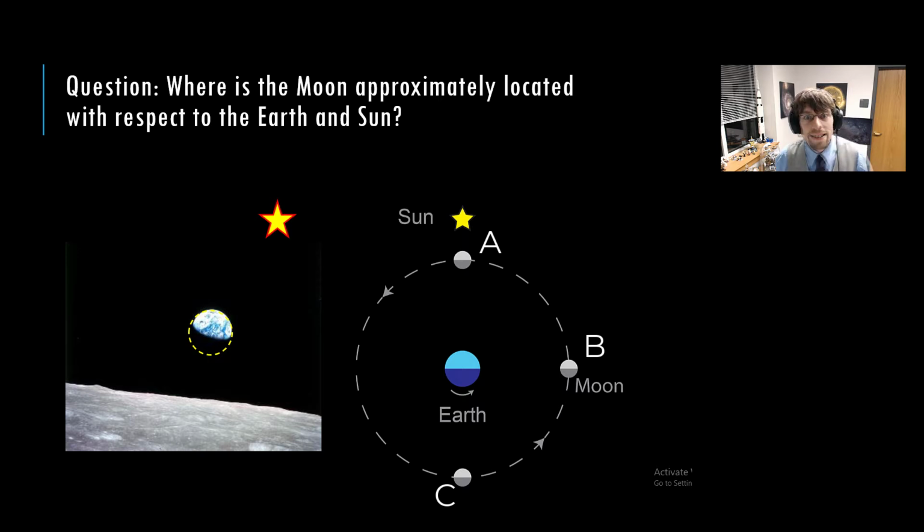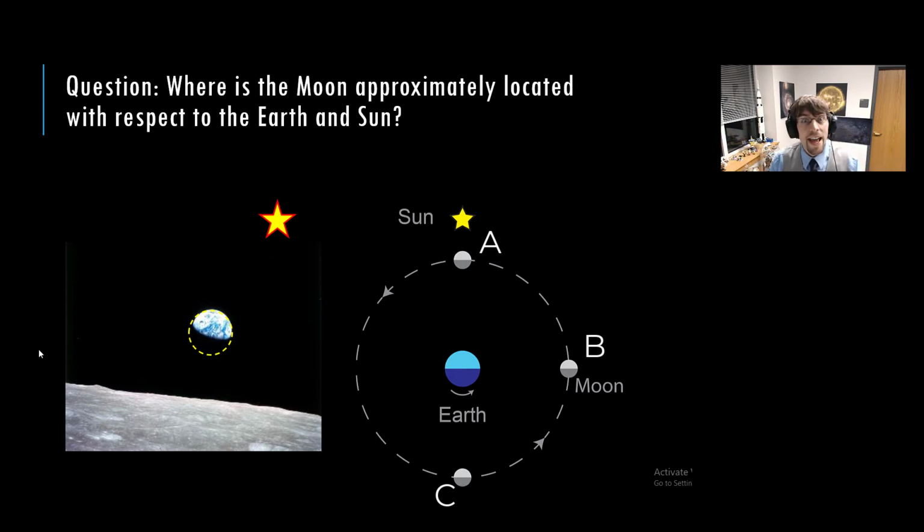Now let's go through. If we were at position A, okay, and you're standing on the moon at position A, you point towards the sun. Which way would your arm have to be pointing in order to point towards the Earth? Yeah, directly opposite. Well, in the picture, it's not 180.